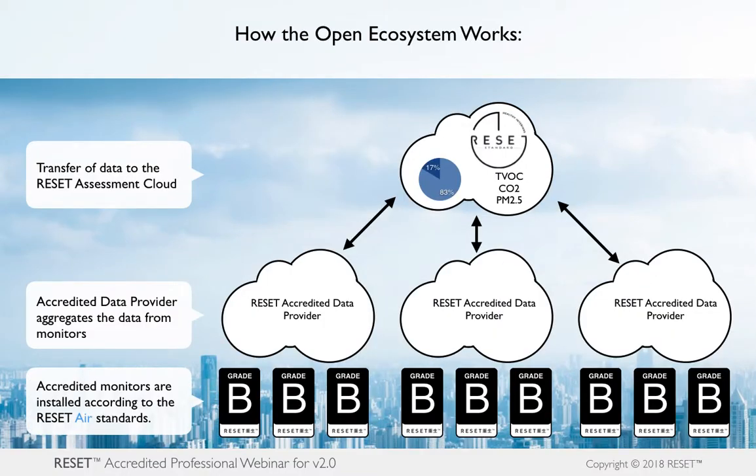So last step in this is the transfer of that data from the accredited data providers to the Reset Assessment Cloud, where it can then be analyzed under the Reset Air lens for consideration for certification. In other words, the aforementioned criteria of data completeness and your pollutant thresholds. So for both Reset Commercial Interiors and Reset Core and Shell, they both require that the data is organized and transferred to the Reset Assessment Cloud consistently in order to become Reset Air certified.